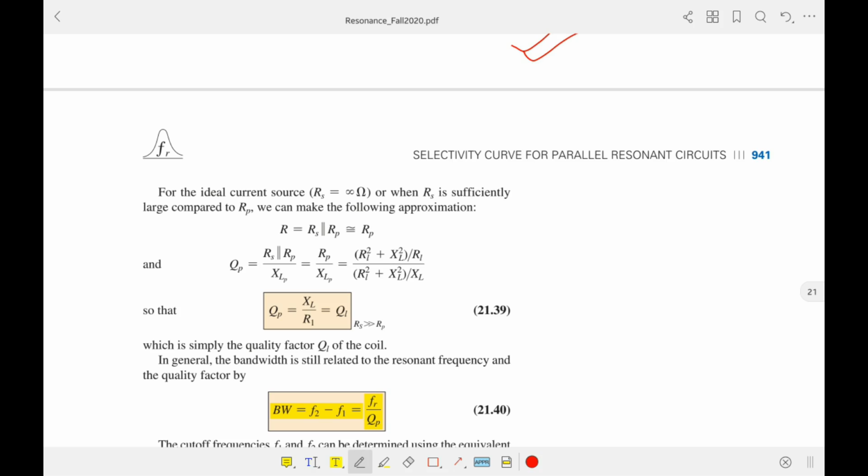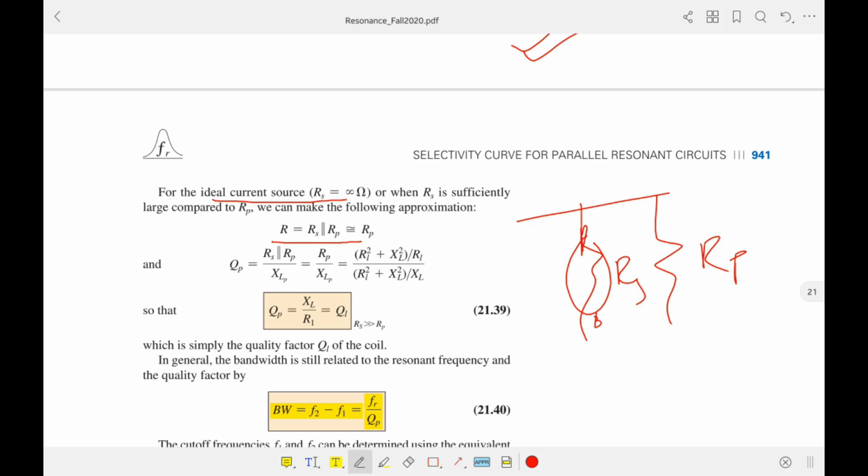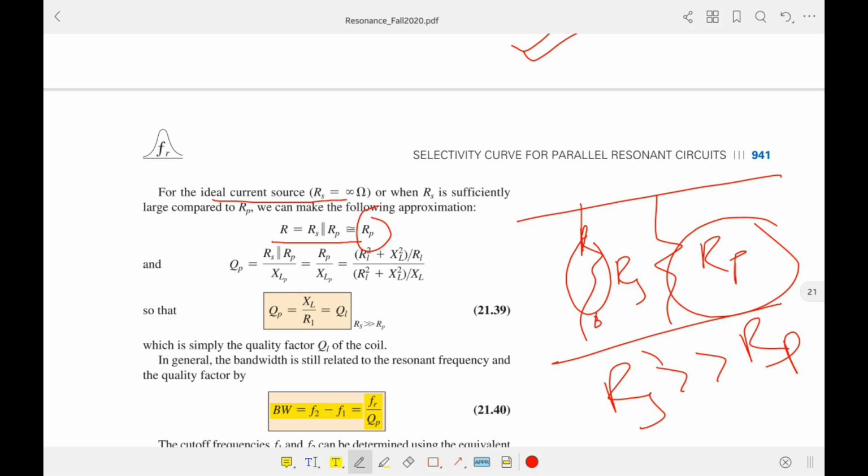Now for an ideal current source. So what is an ideal current source? For an ideal current source, the source resistance is generally infinity. So when the source resistance is infinity, in the previous circuit obviously we have R equal to RS parallel RP. Let me draw it first. So let it be RP and let it be RS. Whenever this is infinity, that means this is an open circuit, so obviously the only resistance present is RP, so we can write RP. And this is also approximately true for a very high value of RS as compared to RP. So whenever we have a very high value of source resistance as compared to our RP, then we can convert that R to just RP.